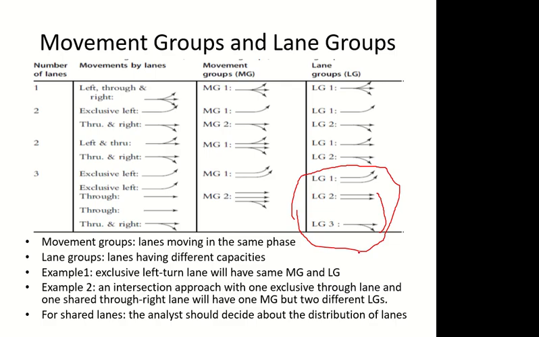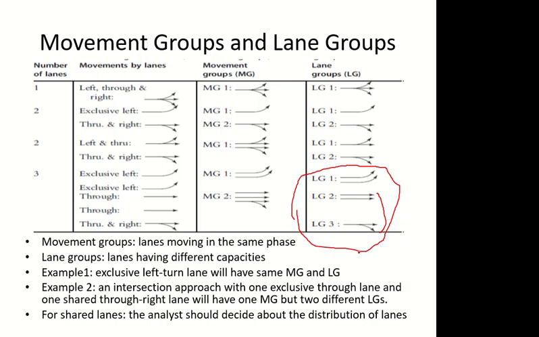Okay, so in summary, whenever you have a common movement, you put those lanes in the same movement group. Whenever you have any one movement which is different, you will put them in a different lane group, even if the other movements are common in them. So for the lane groups, I need all movements to be the same, not just one common movement. For the movement group, any one common movement is enough to put them in one group.